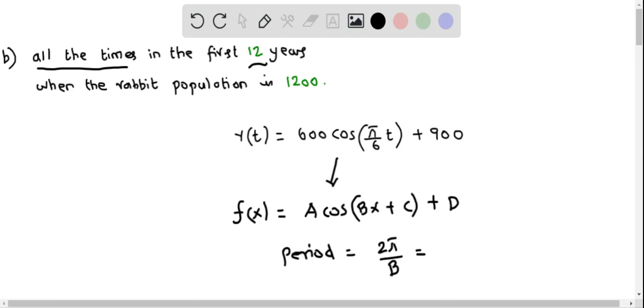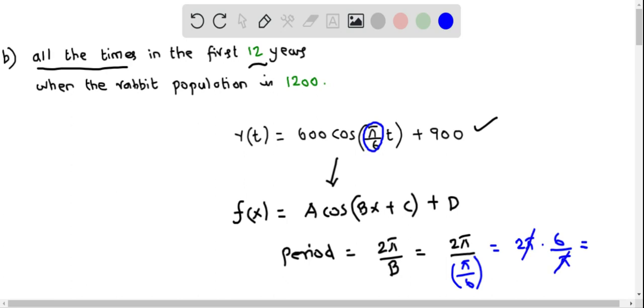So we can find the period of this cosine function, that is 2 pi over this quantity b, that is pi by 6 is b. So I'm going to put 2 pi over pi by 6, and this equals 2 pi multiplied with the reciprocal of pi by 6, which is 6 by pi. So this gives 12. So it's basically the period of this cosine function, and that means we have to determine in one period of the cosine function how many times the rabbit population is 1200. So that's what we have to determine.